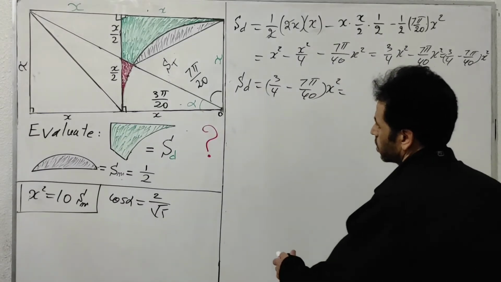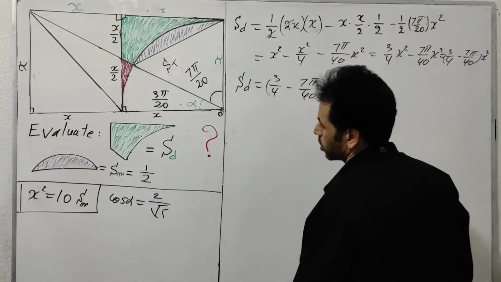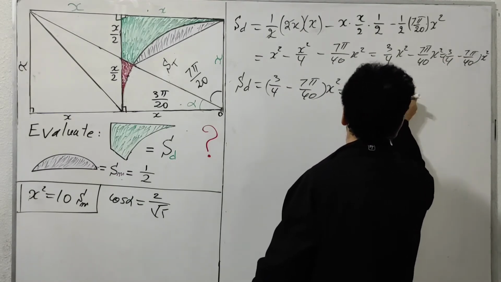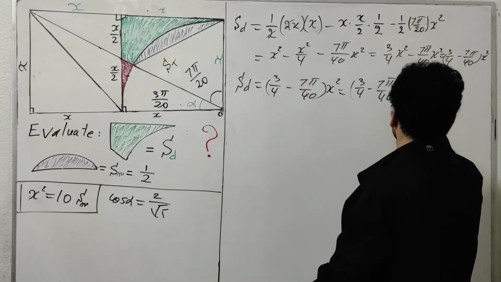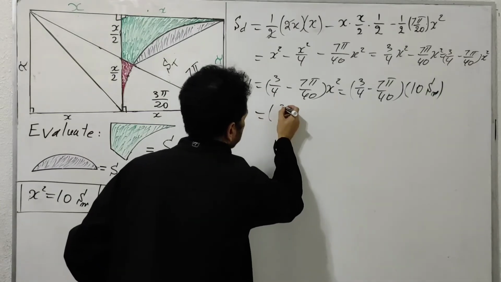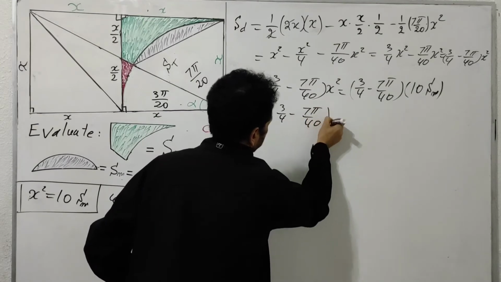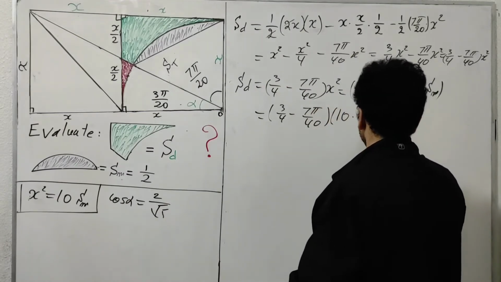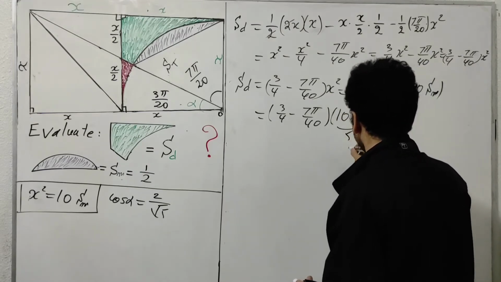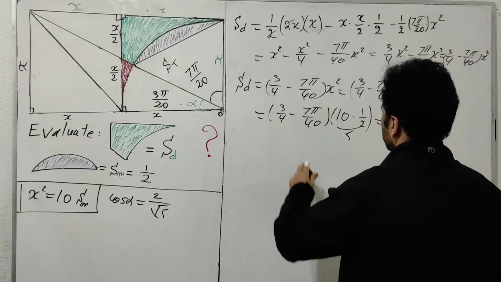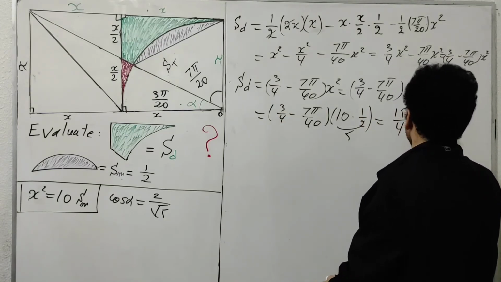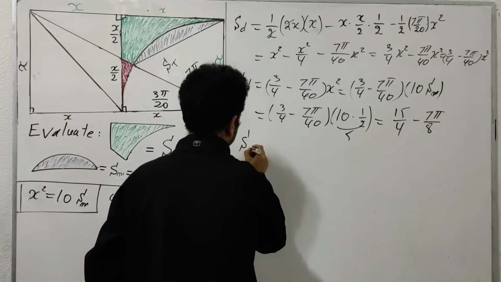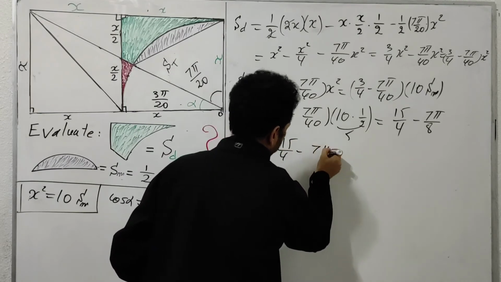What I'm going to do now is replace x squared with its value, which is 10 multiplied by this area SM. So 3 over 4 minus 7 pi over 40 multiplied by 10 SM. We already have SM equal to half. This gives me 5 multiplied by this one, which is 15 over 4 minus 7 pi over 8. So this is the value of this shaded area, 15 over 4 minus 7 pi over 8.